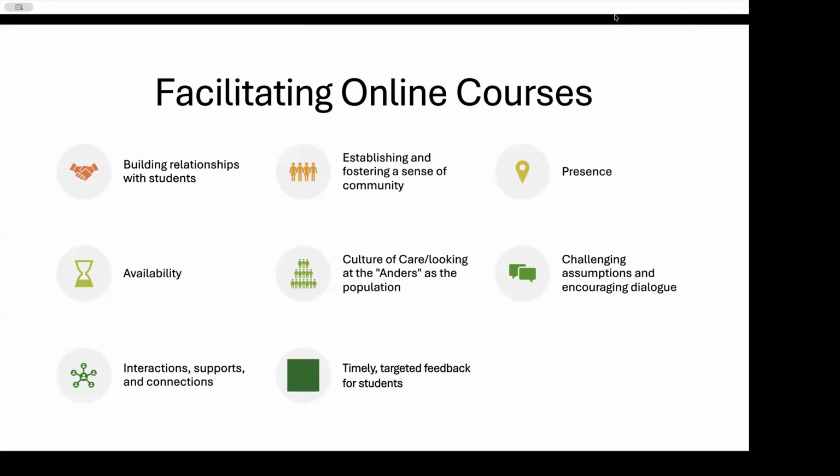So I think we can really grow in that way. Any interactions, supports, connections that we can have with our students is really important. And then obviously, when you are teaching a 4-week class, timely, targeted feedback for students is really important. So that doesn't just mean grading in a week. We really aim to grade as quickly as we can. Now, obviously, depending on class size and what the assignment is, sometimes they take a little bit longer than not.